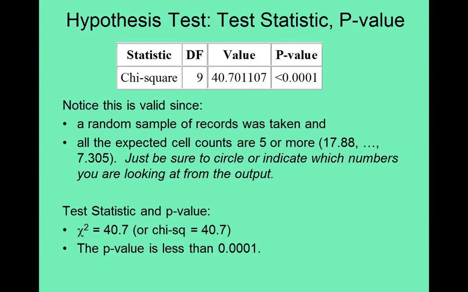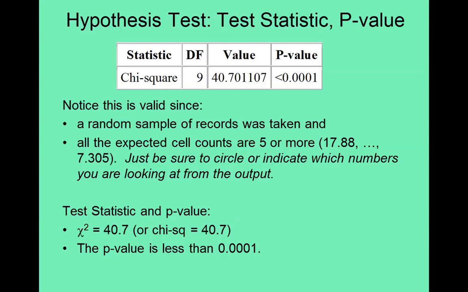Notice this is valid since a random sample of records was taken and all the expected cell counts were 5 or more, 17.88 all the way up to 7.305. Just be sure to circle or highlight your expected cell counts so when you're studying you know what values you were looking at.